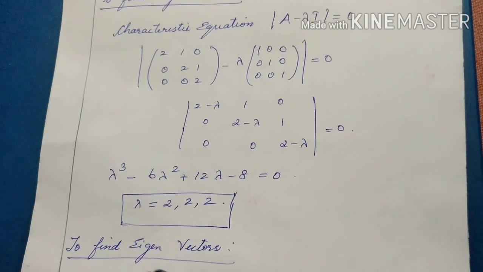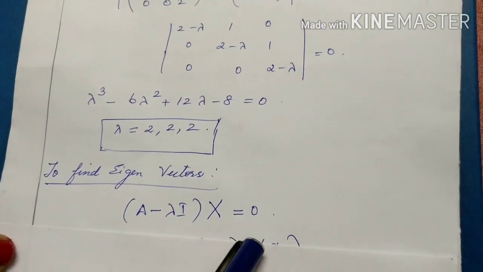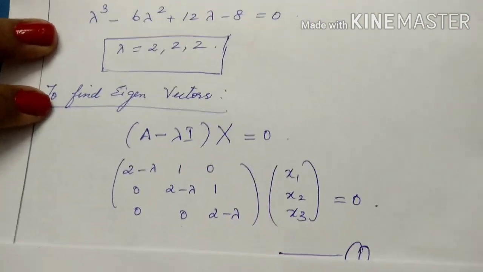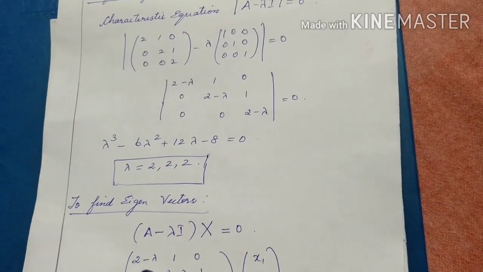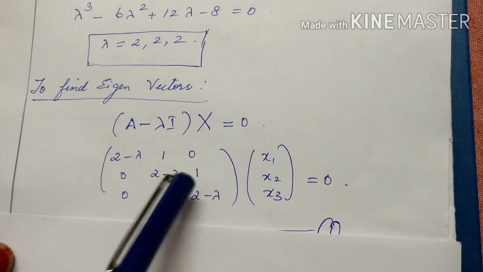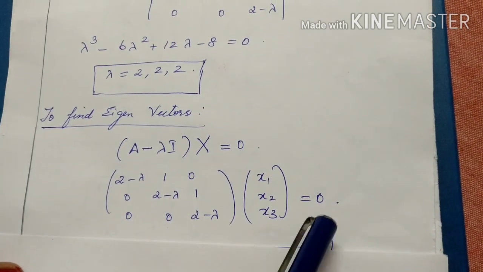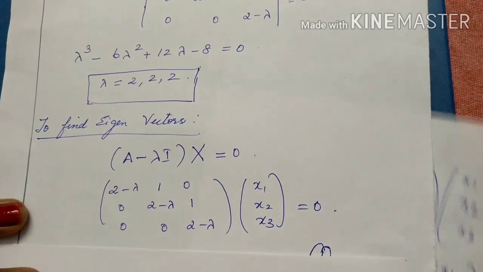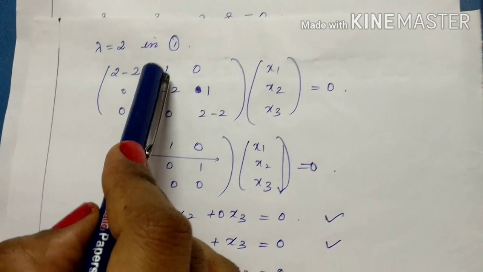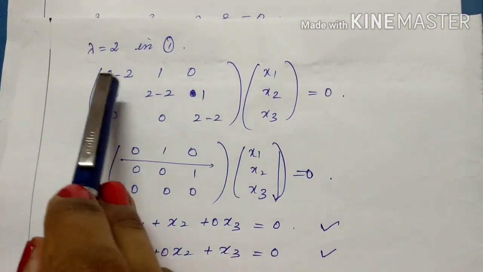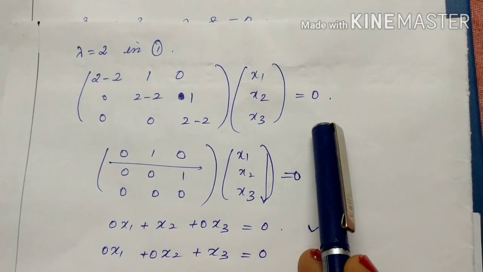Let's see. To find eigenvector, we have to get into the formula A minus lambda I matrix into x vector is equal to 0. So A minus lambda I is same as 2 minus lambda 1 0 0 2 minus lambda 1 0 0 2 minus lambda, and x vector is nothing but x1 x2 x3, the column matrix, is equal to 0. So substitute lambda is equal to 2. You're having only one lambda value here. So we'll be getting 2 minus 2 1 0 0 2 minus 2 1 0 0 2 minus 2, and x vector is equal to 0.